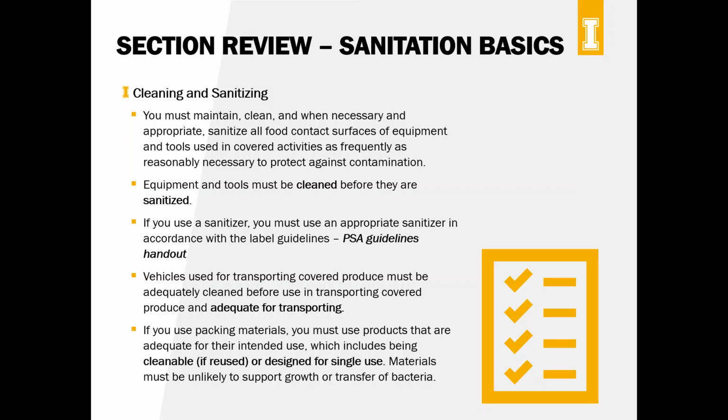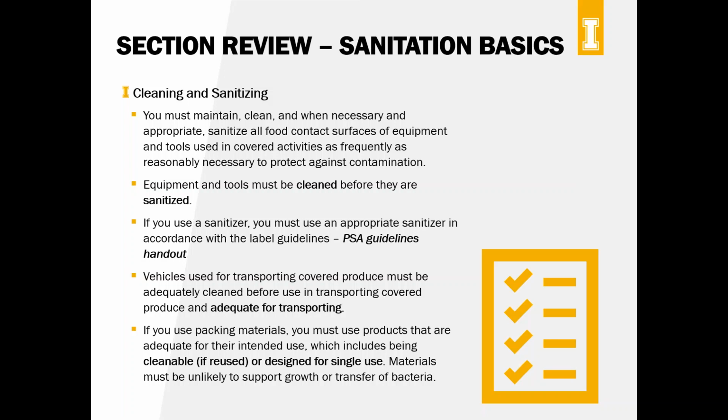So one of the first things, obviously, that the sanitation section talks about is cleaning and sanitizing on your farm. So basically what this means is that you have to have a process for cleaning and, when necessary, sanitizing all food contact surfaces of equipment and tools that are used for covered activities on the farm, meaning in the production of or harvesting, storing, packing of raw produce that is covered by the produce safety rule.